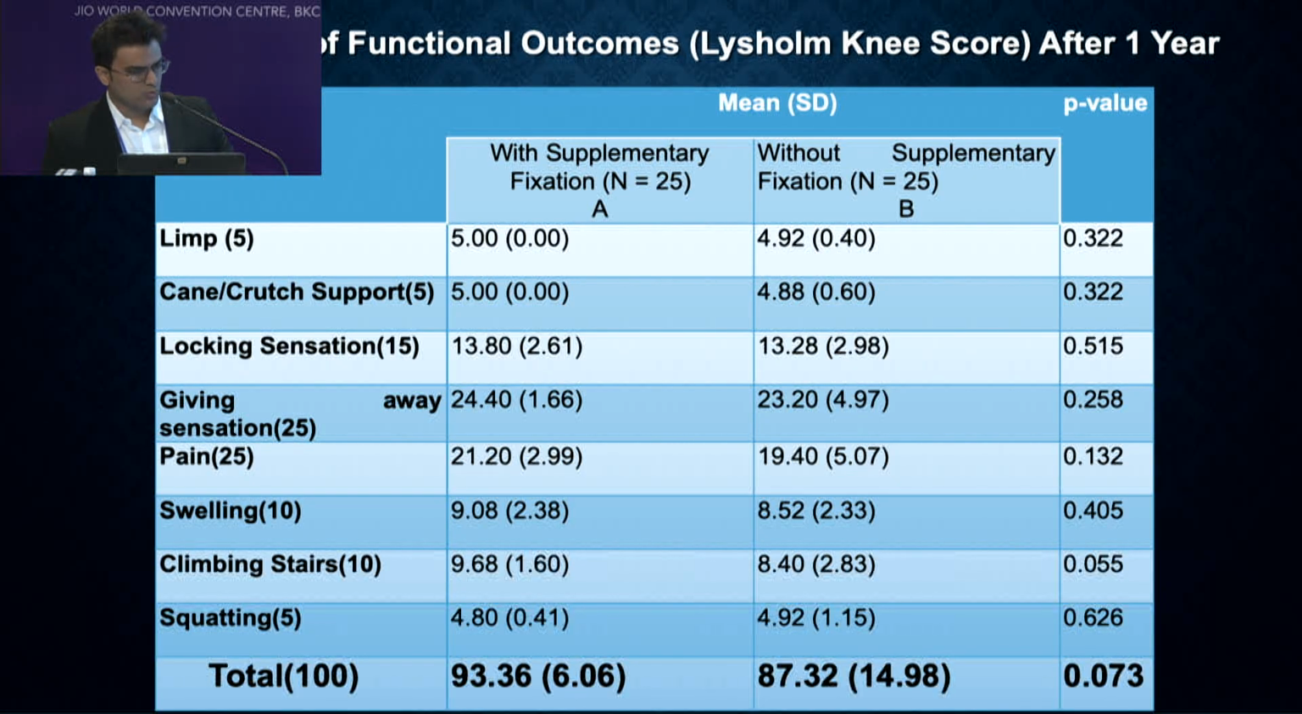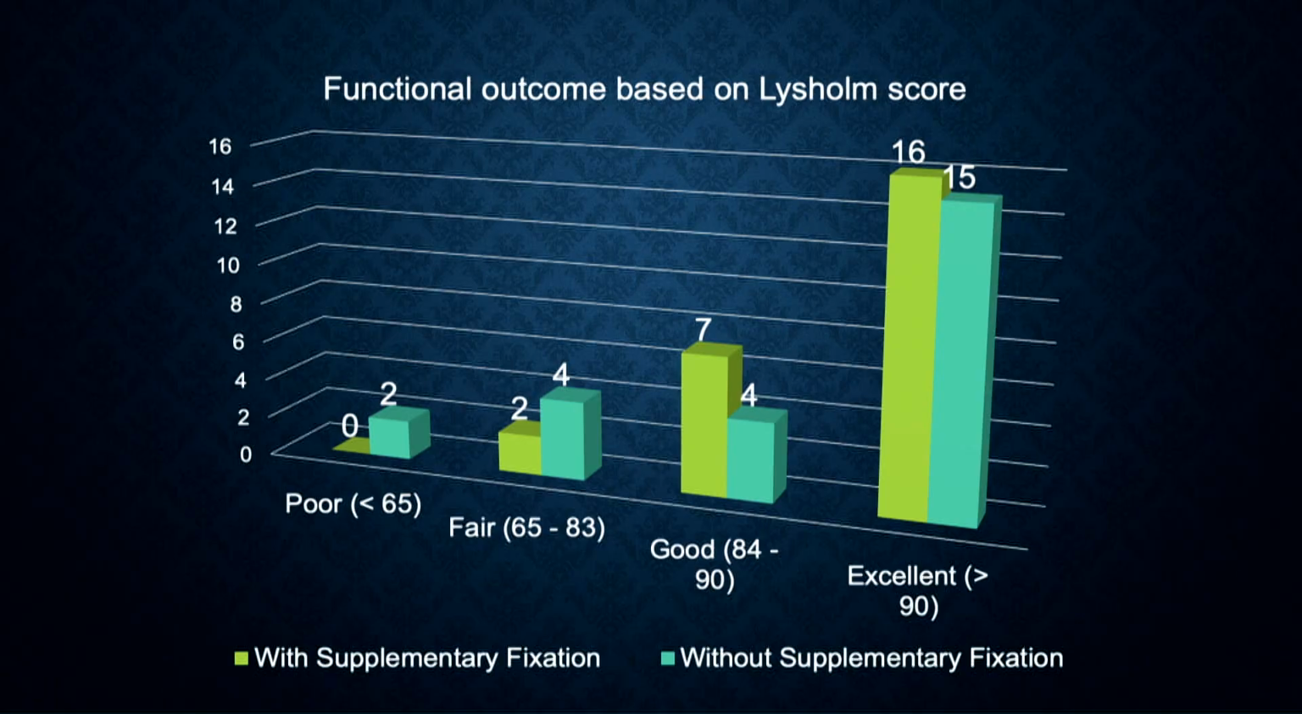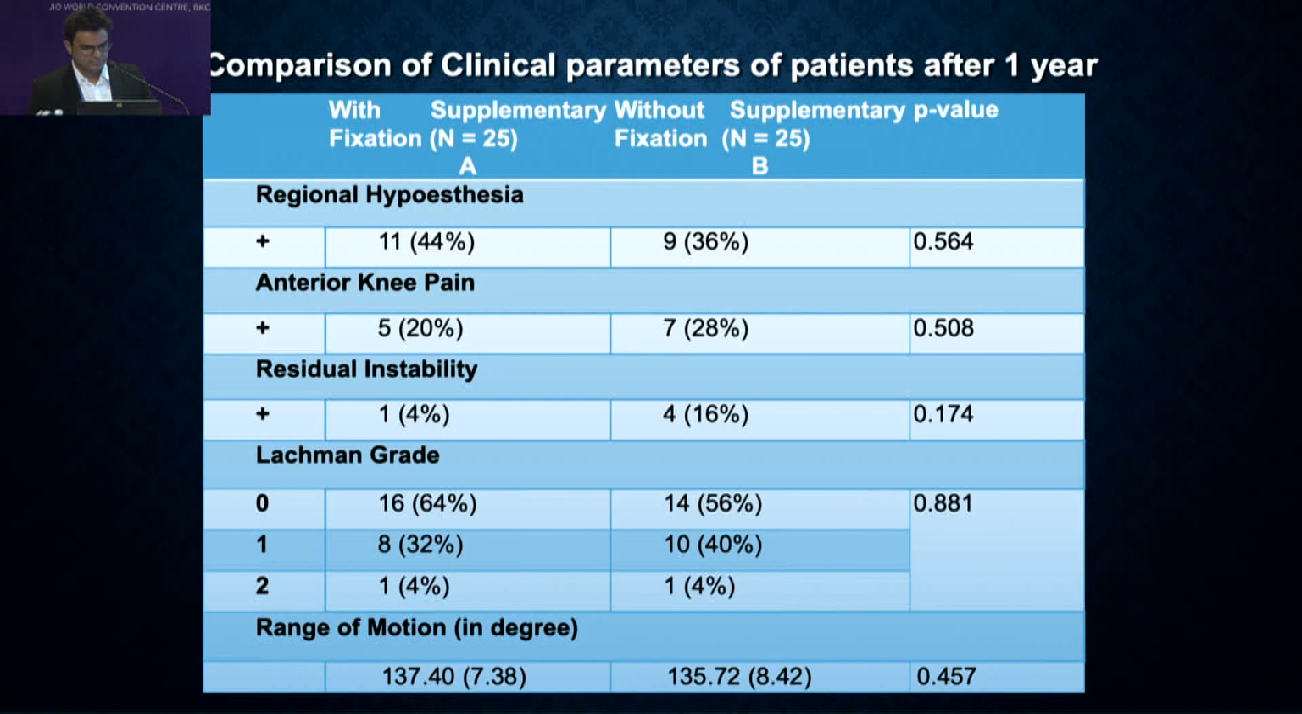At the end of 1 year, when the functional outcome was calculated, we see that Group A had a mean Lysholm score of 93.36, while Group B had a mean Lysholm score of 87.32 with a p-value of 0.073. Thus, the findings were not statistically significant. 16 and 15 patients from Group A and B had an excellent functional outcome, while 2 patients from Group B had a poor functional outcome.